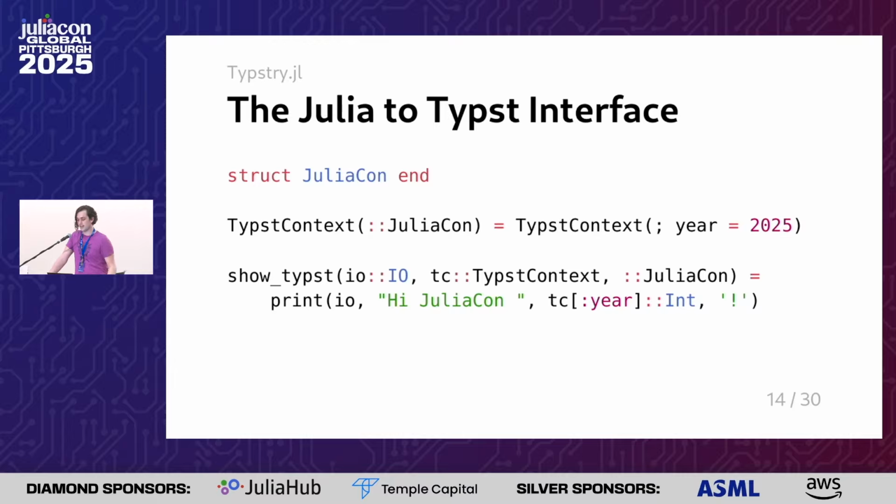You might think it could be easier to just do it through show itself rather than show Typst, but then you'd have to be unwrapping this metadata each time, and so I'm providing this to just unwrap it for you. You have the context available, and you have the IO, and you can go as normal. So you can see in this show Typst function, we're just printing hi JuliaCon, and then we're getting the year from the context. And this Typst context function that we're implementing provides a default value for that, that can be overridden in a couple of different ways, which we'll get to soon.